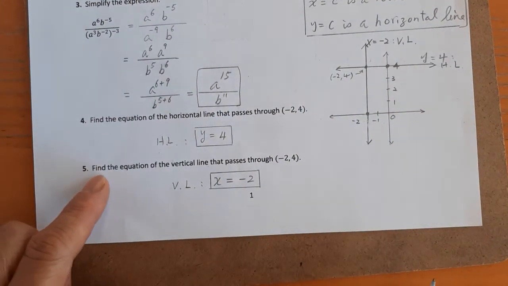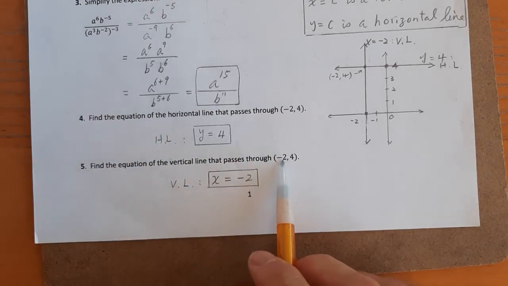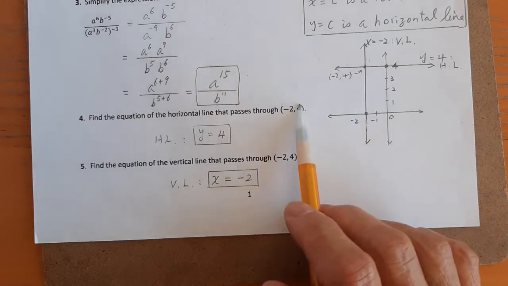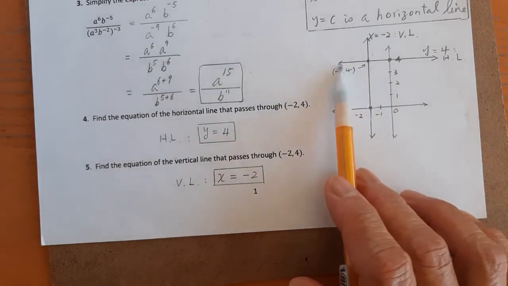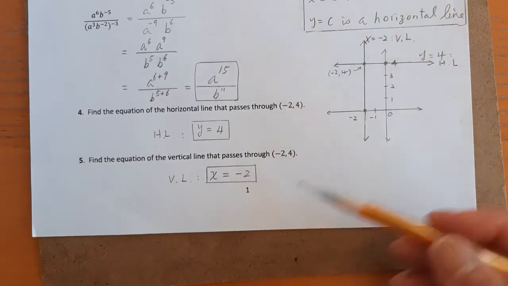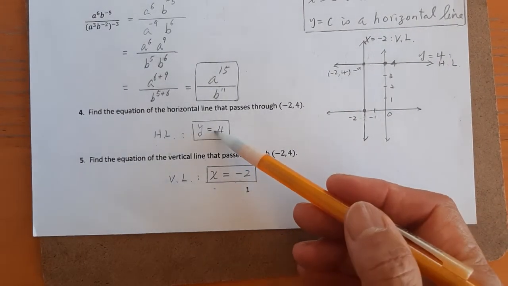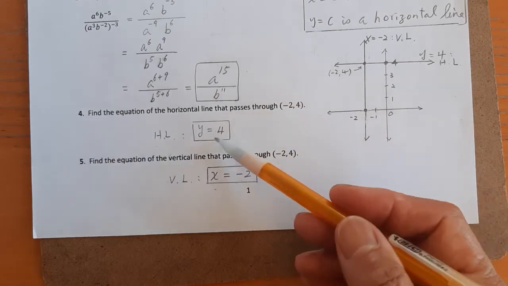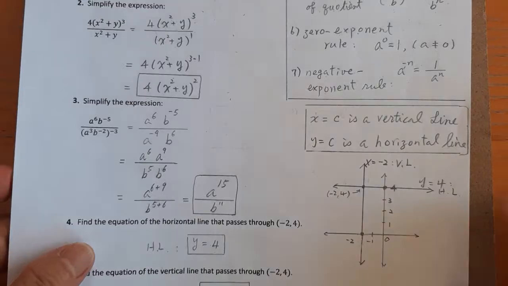Next question, find the equation of the vertical line that passes through point negative 2, 4. So that's the same point. A horizontal line is y equal a constant. For the vertical line, the x coordinate equals negative 2. And the y coordinate equal 4, y equals 4, is a horizontal line.